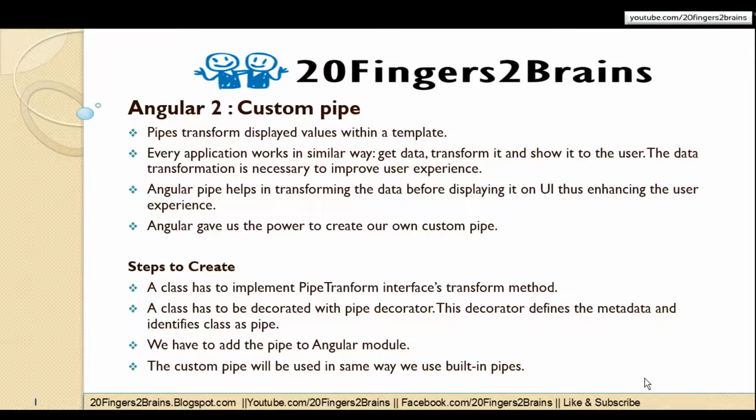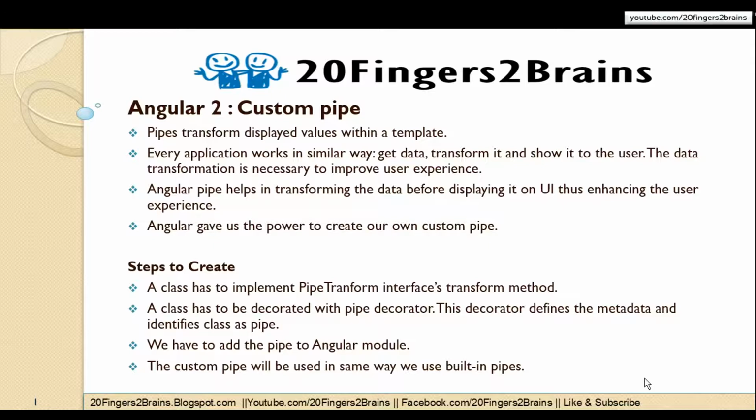A class has to be decorated with the Pipe decorator. This decorator defines the metadata and identifies the class as a pipe. We have to add the pipe to an Angular module. So once your pipe is ready, we have to add the pipe to an Angular module. When you add that pipe to the Angular module, the components belonging to that module will be able to access that pipe. The custom pipe will be used in the same way we use built-in pipes. So the syntax of using the custom pipe is the same as the built-in pipes.